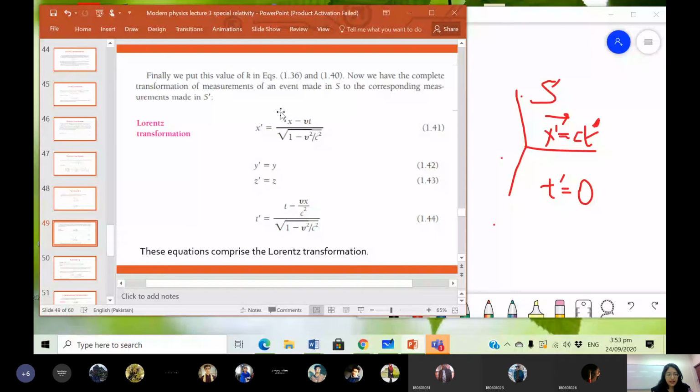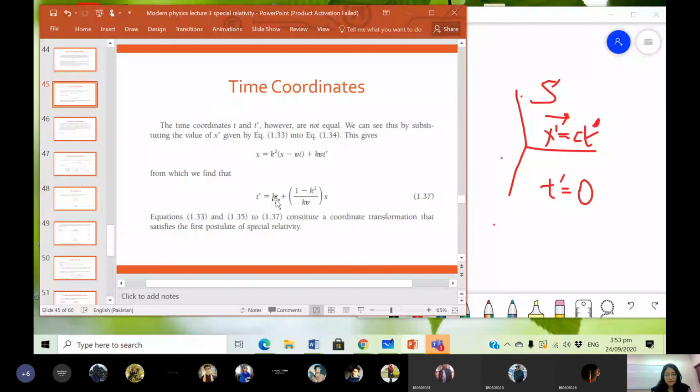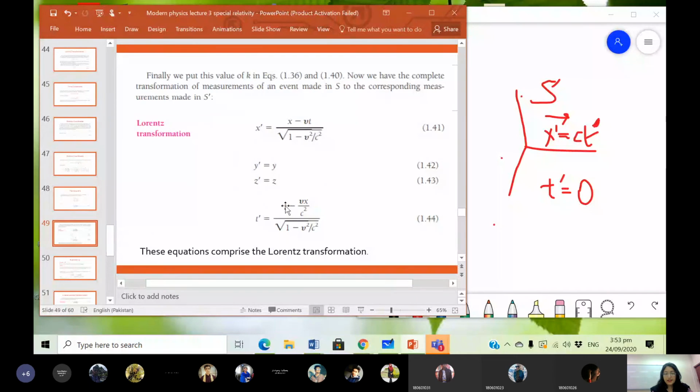And then if we put the value of k back into the formula for time, t dash, we put it here and here and here. What will we get now? We will get an equation that looks like this. So these 4 equations constitute our Lorentz transformation. And this is t minus vx over c squared, times the gamma factor, which is 1 over this number, the square root of 1 minus v squared over c squared.